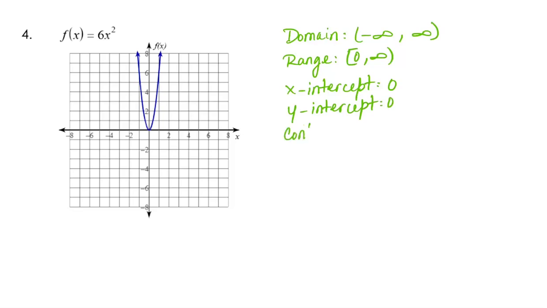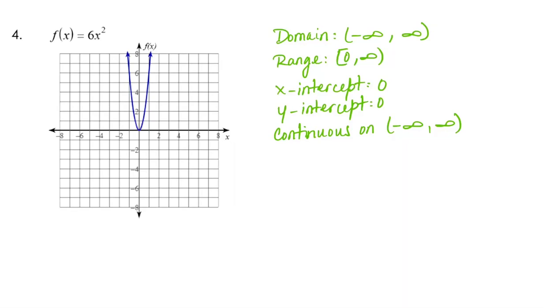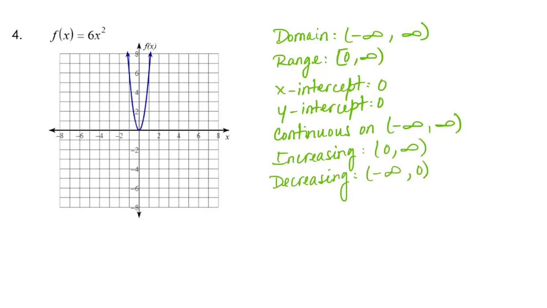The function is continuous on its entire domain, which is -infinity till infinity. It's increasing from 0 till infinity and decreasing from -infinity till 0. And that's all for question 4.